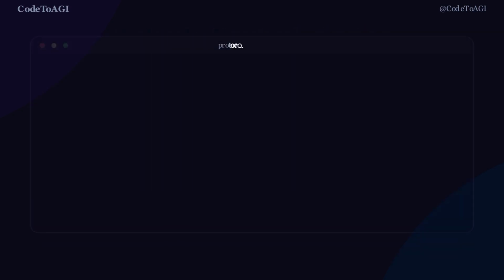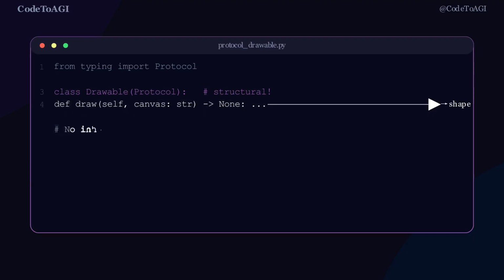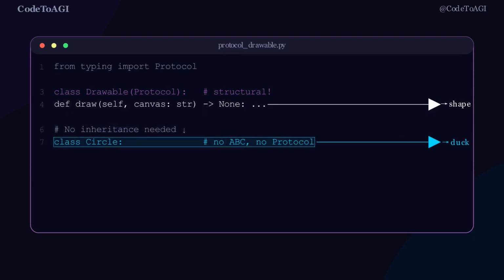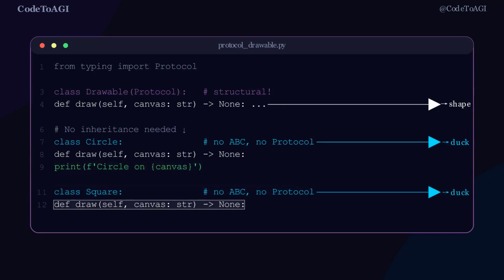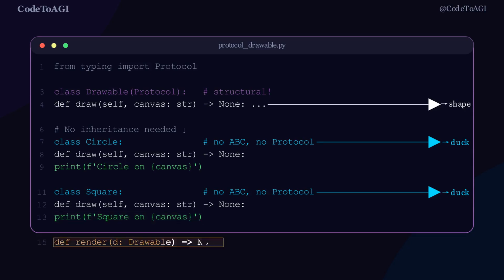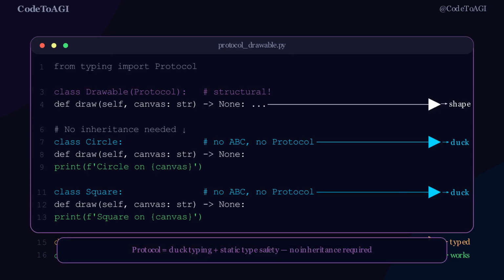Protocol is structural subtyping, duck typing with type safety. With ABC, the class must explicitly inherit from your ABC to pass isinstance. With Protocol, any class that has the right methods qualifies. No inheritance needed. Look at the code. We import Protocol from typing. We define a Drawable protocol with a single draw method. Now Circle and Square do not inherit from Drawable at all. They just have a draw method. The render function accepts any Drawable, and both Circle and Square qualify.